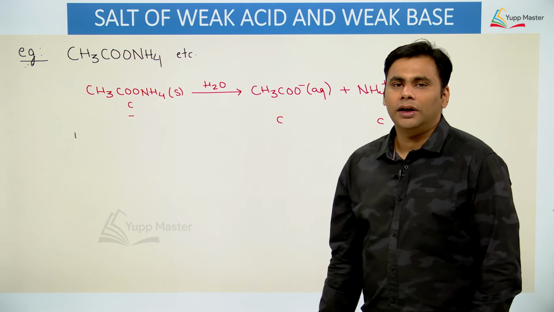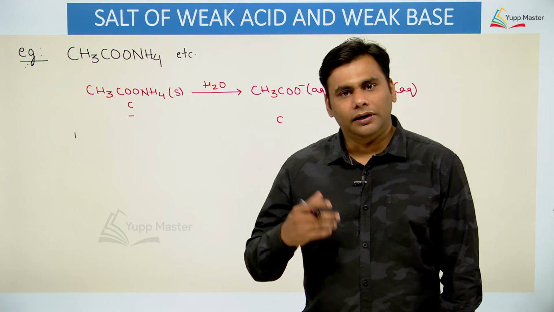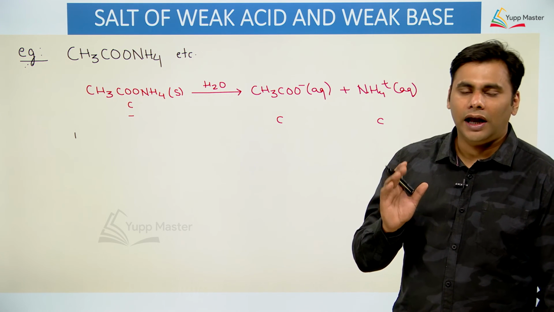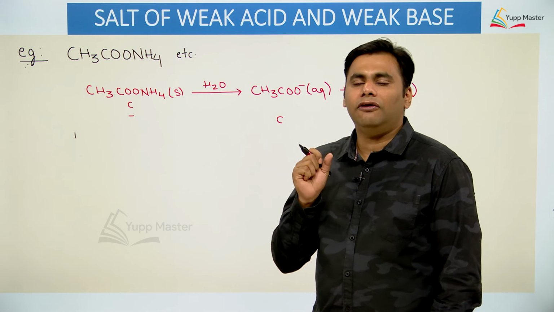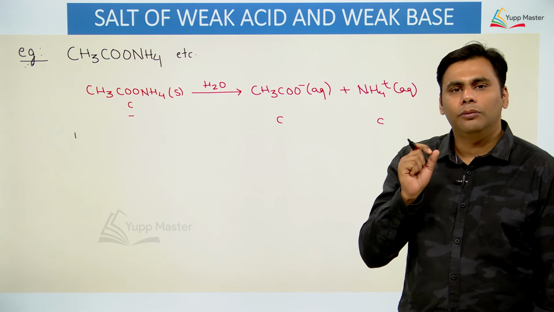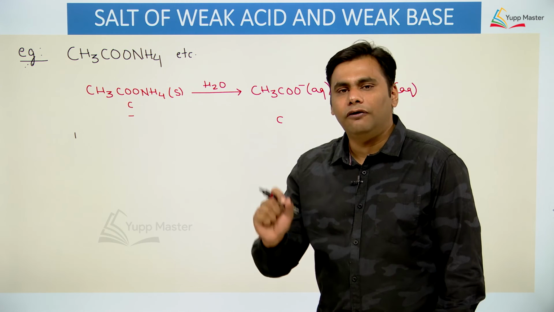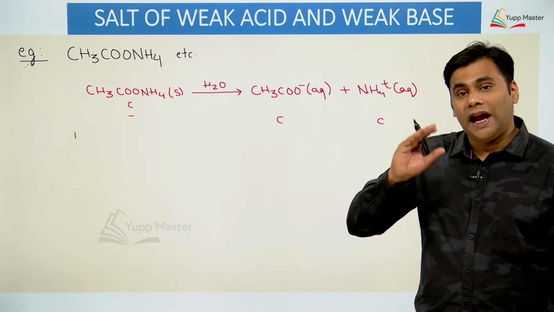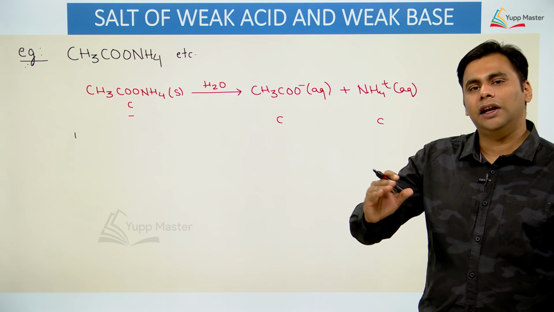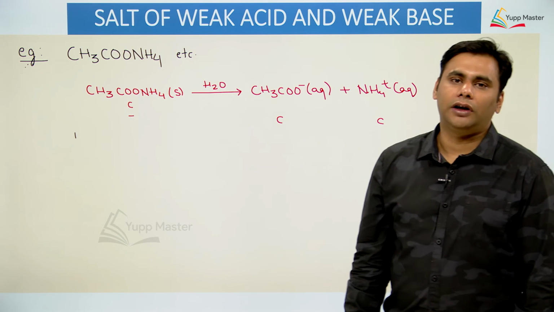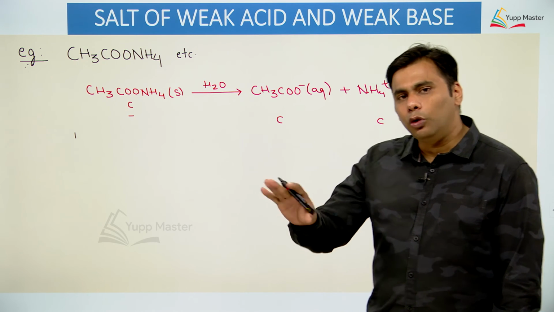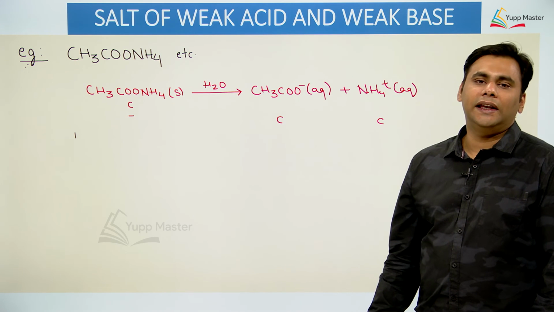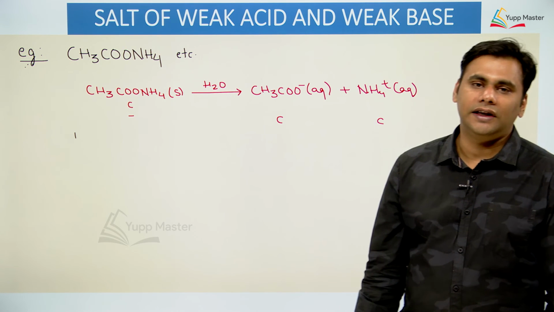Similarly, because NH4 plus undergoes cationic hydrolysis, it will also react with water and it will pull out OH negative from water because it is having a positive charge. In the process, it will form ammonium hydroxide and H plus. So in this case, acetic acid is formed after hydrolysis and ammonium hydroxide is formed after hydrolysis. Now we know that both of them are weak electrolytes. So in this case, both cationic and anionic hydrolysis is taking place.